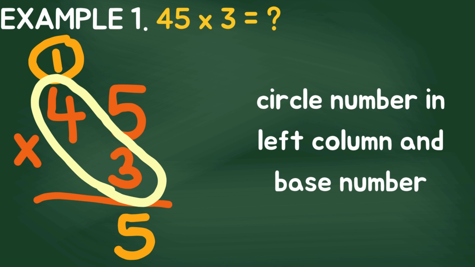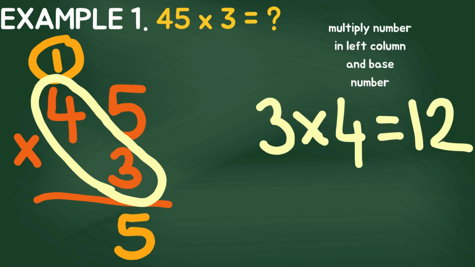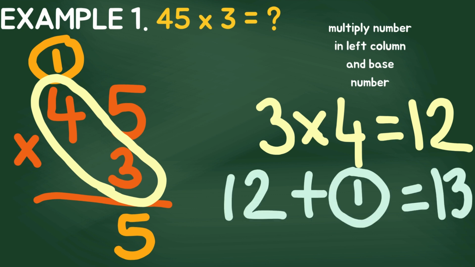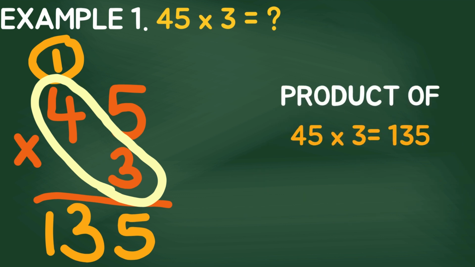Now, circle the top number in the left column and the base number. Multiply them. 3 multiplied by 4 is 12. We also have a carryover of 1. So add that to 12. We get 13. Write down 13. Hence, when you multiply 45 by 3, you get a product of 135.